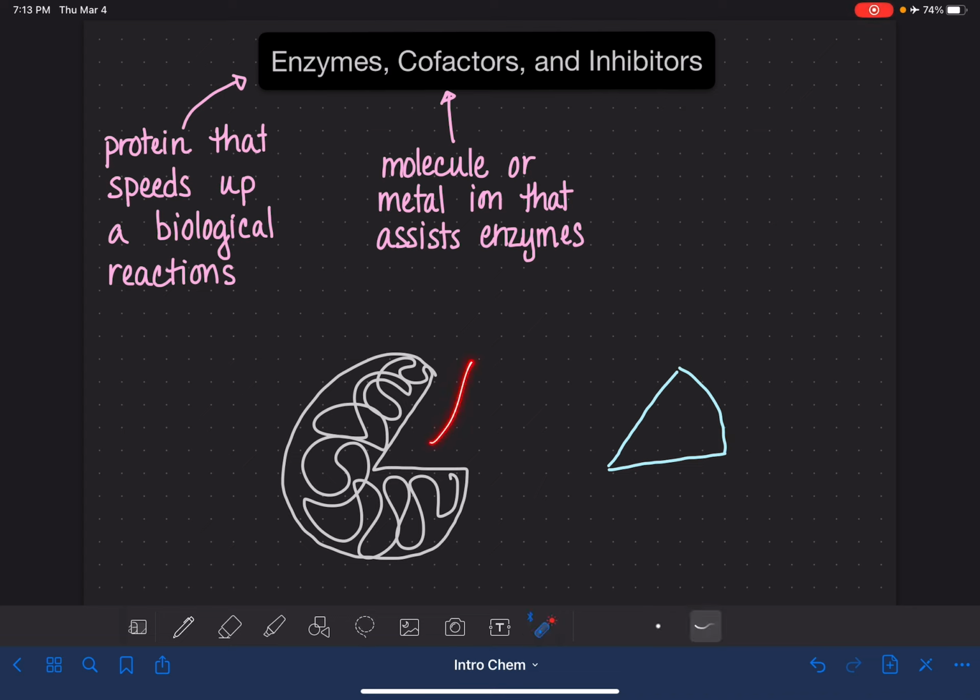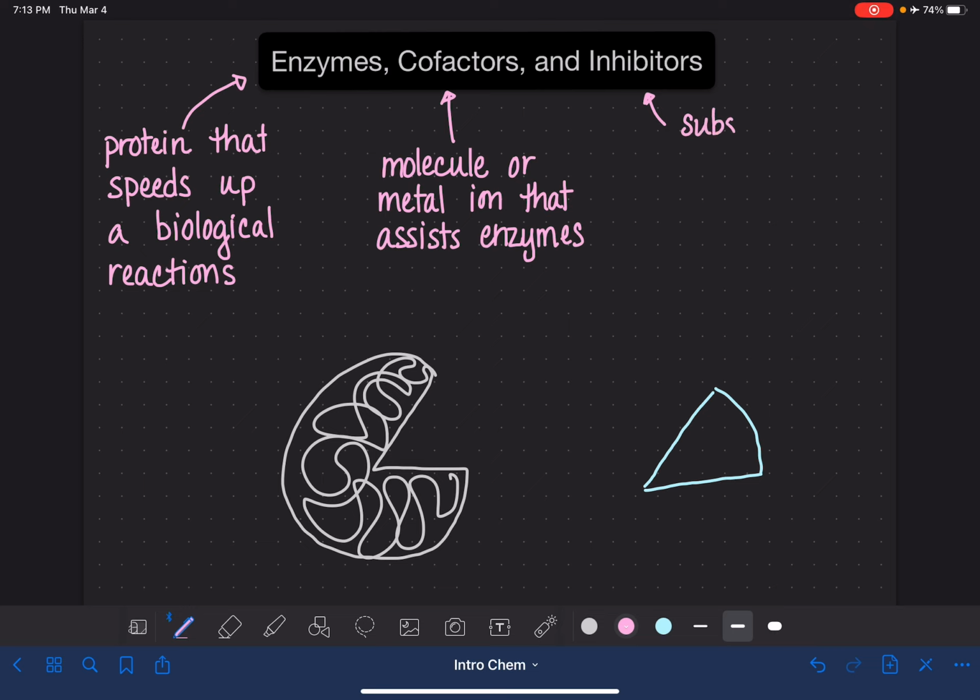And so there's this little pocket that is referred to as the active site. This is the active site. And then there is some sort of reactant that just pops right into this active site perfectly, just like this.